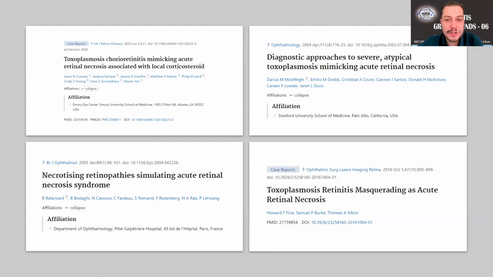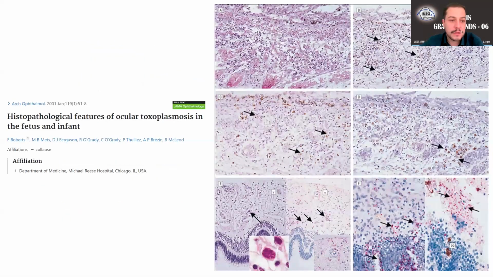So, as we saw in the previous presentation, and we can find in lots of publications, toxoplasmosis can mimic viral etiology. We actually had this misdiagnosis initially, and we started to treat this patient as if it was a viral etiology, and later we had the confirmation that it was ocular toxoplasmosis. We have few publications showing how we can find the cysts in the retina.